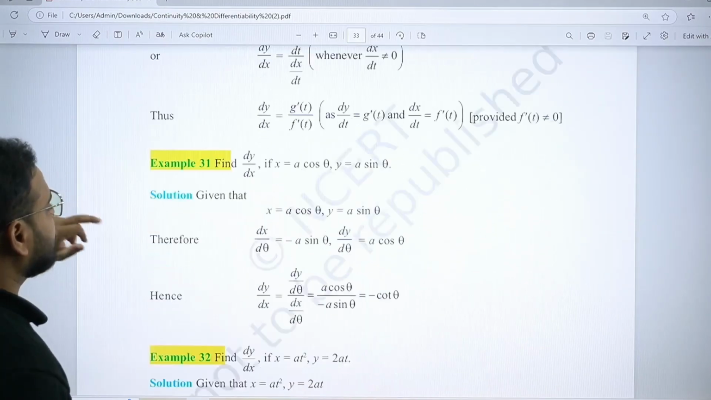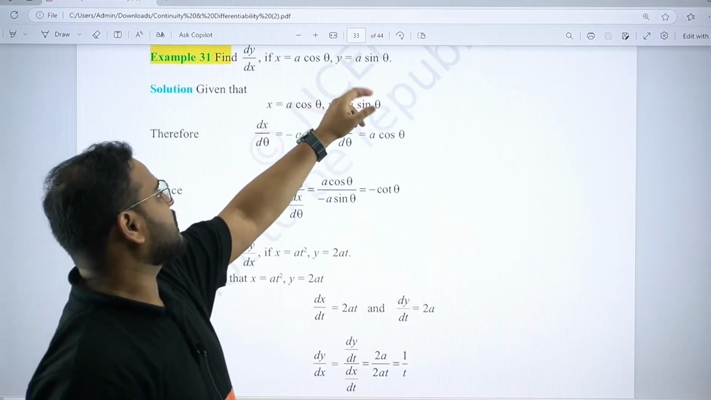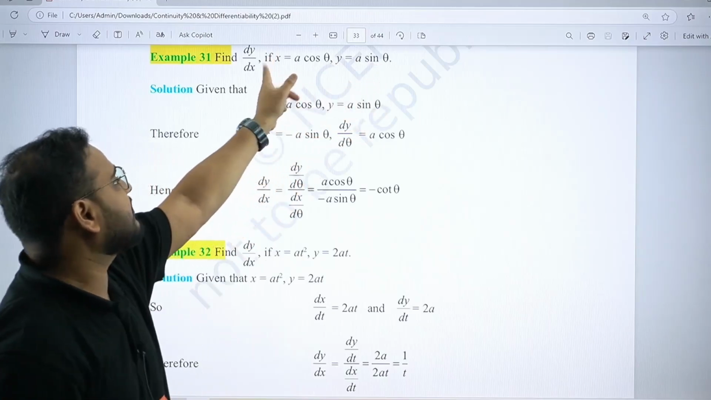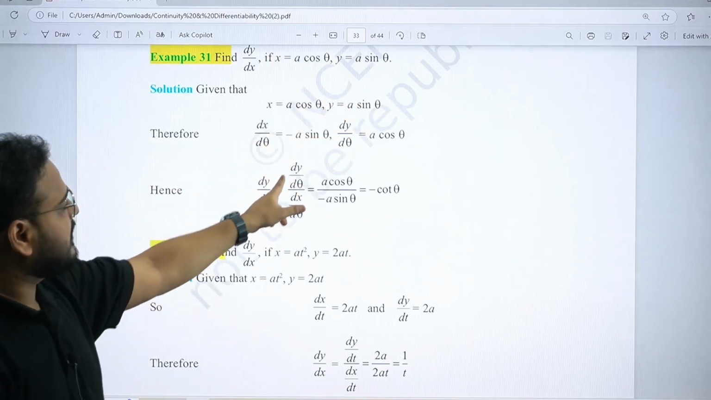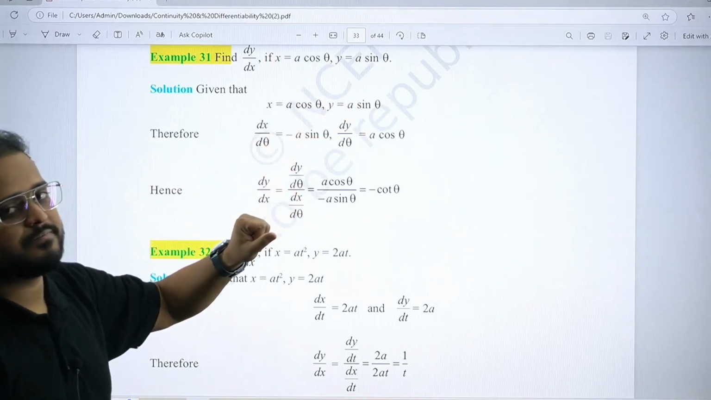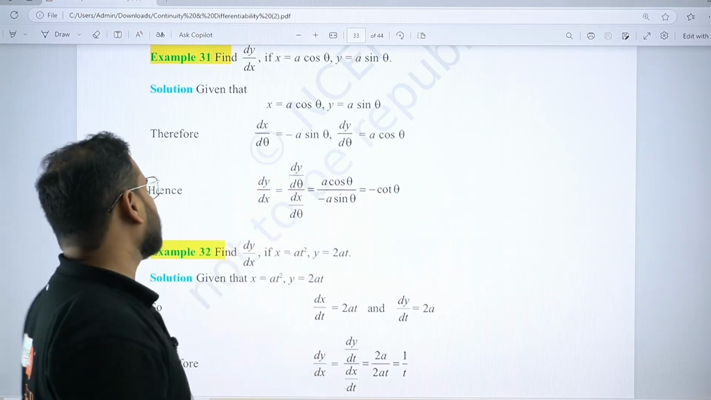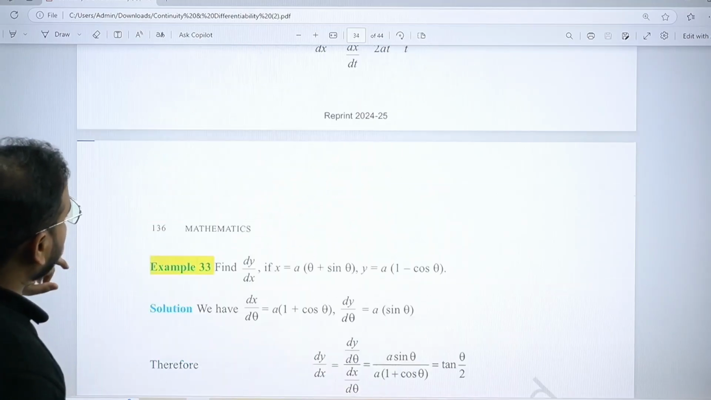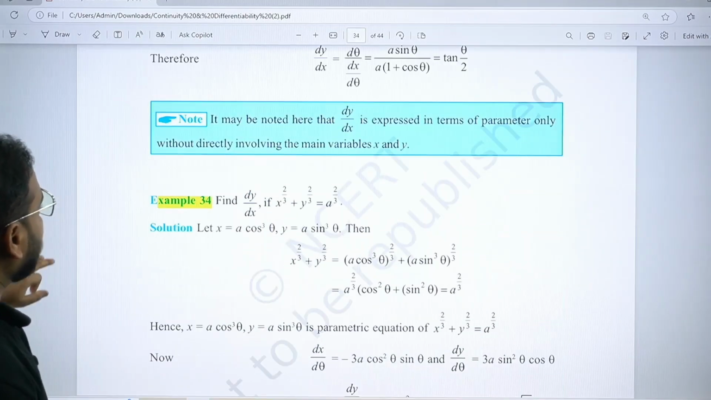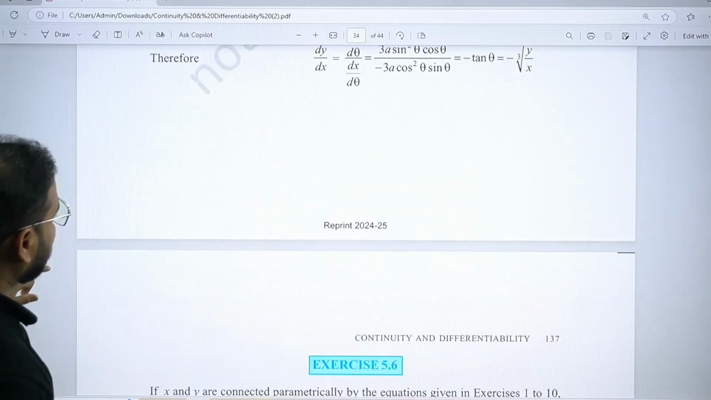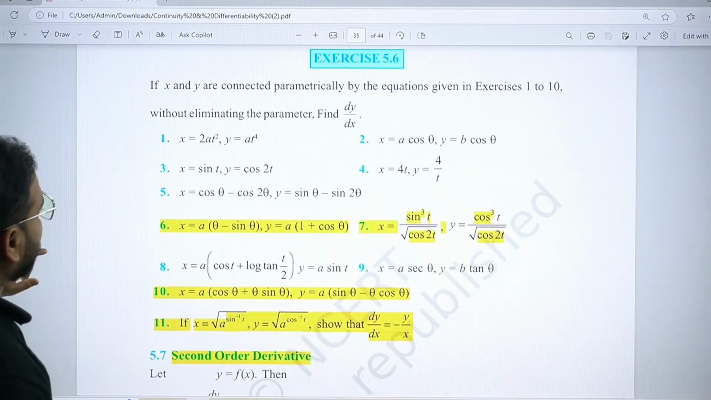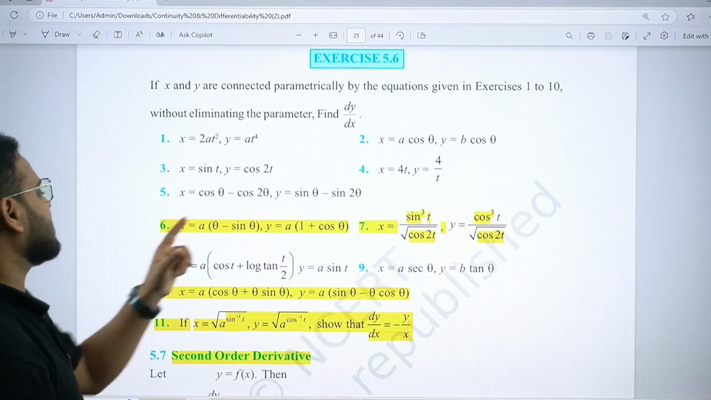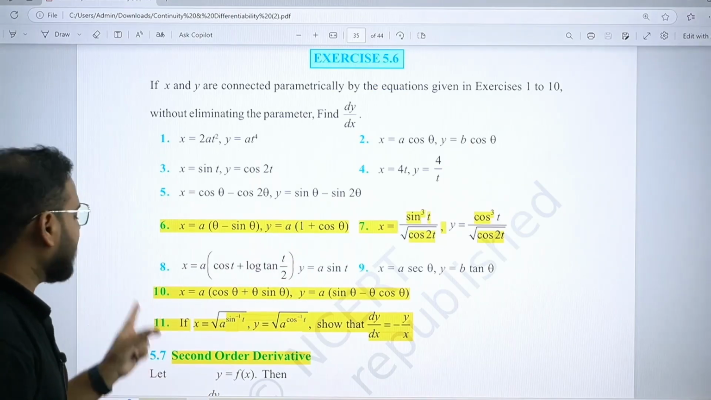Example 31. Check this out. Parameter is theta, so differentiate y in terms of theta first and x in terms of theta. Then you take the ratio, dy by d theta upon dx by d theta. Simple question. Minus cos theta is the answer. Example 32, 33 and 34. Now, sir, exercise 5.6, some questions have been marked over here: question number 6, 7, 10, 11.